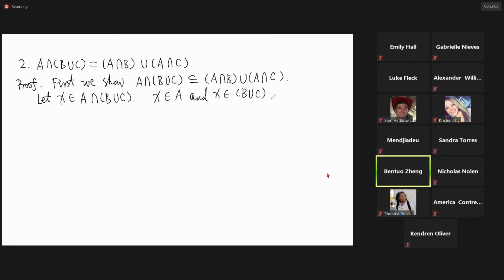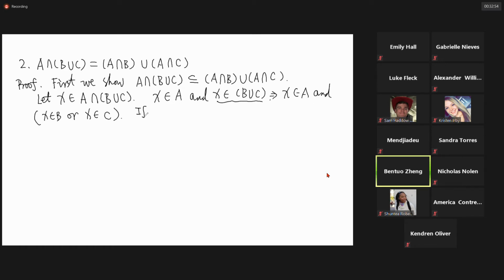All right, so we have to keep explaining this. This implies x is in A, and x is in B or x is in C. x is in the union of B and C means x is in B or x is in C. So actually there are two cases, x is in B or x is in C. So we should look at both cases.